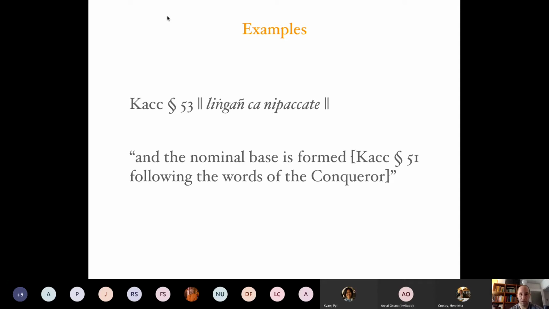That means that the nominal bases that we will be using in the grammar are based on the language of the Tipiṭaka. This is again a paribhāsā that specifies what kind of nouns we are going to discuss in this grammar.